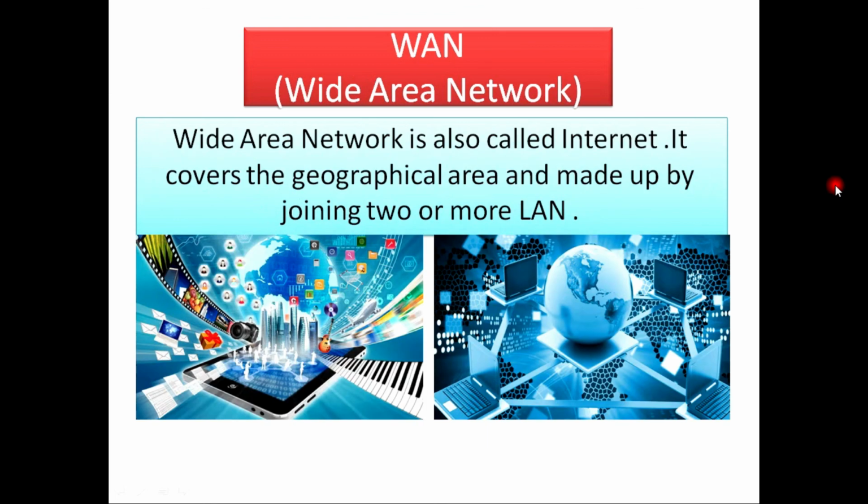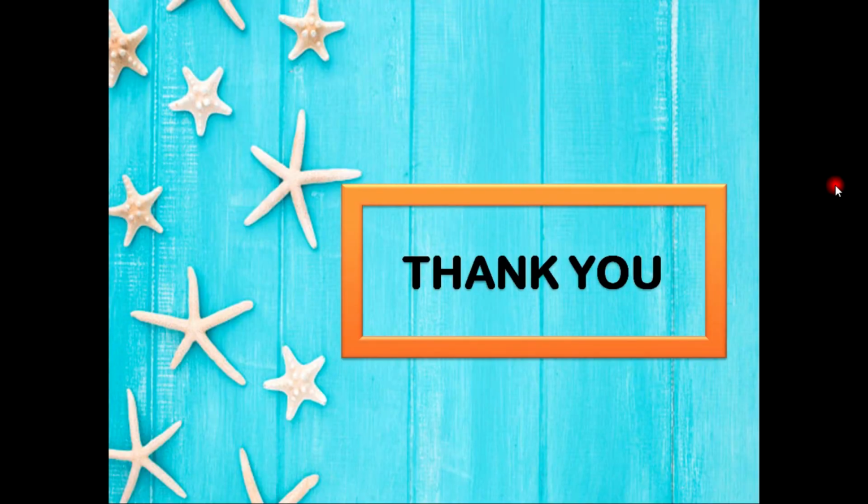WAN, as I told you, is a wide area network, also called the internet. It covers a geographical area, meaning worldwide connectivity made up by joining 2 or more LANs. Like if you have one LAN in a building and another LAN in another building, if you want to join these 2 LANs, you need a wide area network to connect all the computers with each other. So a wide area network is the internet.